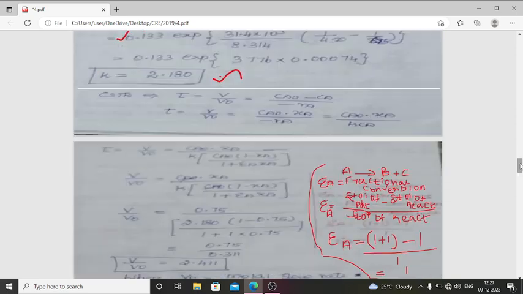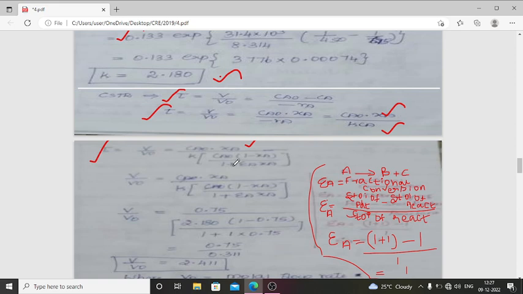For the CSTR, what is the performance equation? V by V naught is equal to CA naught minus CA by minus RA. So in this expression, CA naught into XA by minus RA. We should take this equation. So tau is equal to V by V naught is equal to CA naught into XA by minus RA. Minus RA is K into CA. This is a first order reaction, an irreversible gas phase reaction. Tau is equal to V by V naught is equal to CA naught into XA in the numerator, denominator K into CA.